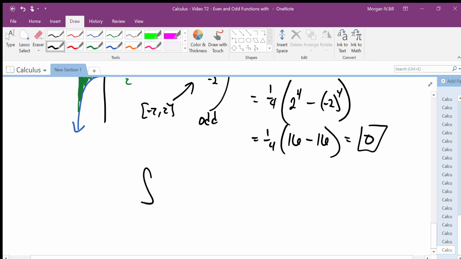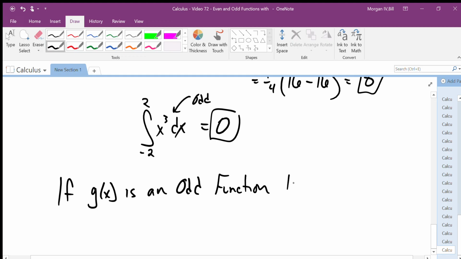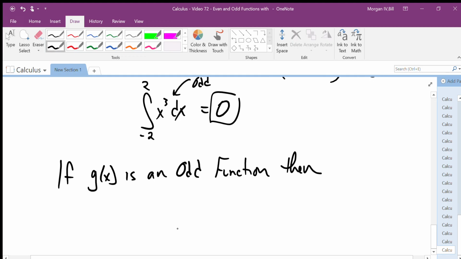All right, if I solve the problem negative 2 to 2 of x cubed dx, I would say 0, because that's an odd function. And we're going from negative a to a. Done. That's it. We like that one. So in general, it looks like this. If g of x is an odd function, then the integral from negative a to a of g of x dx is equal to 0.